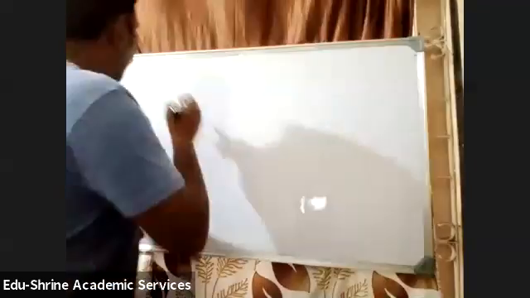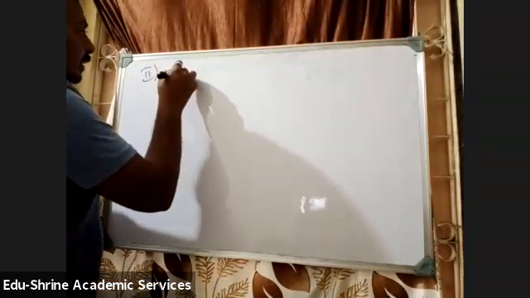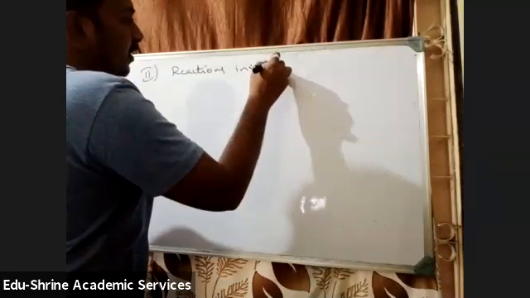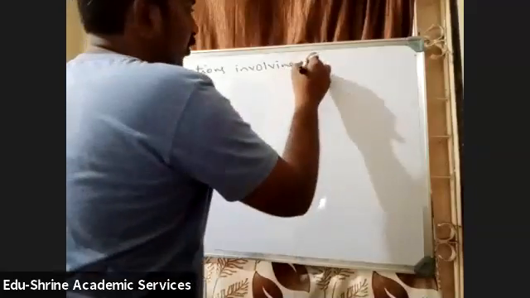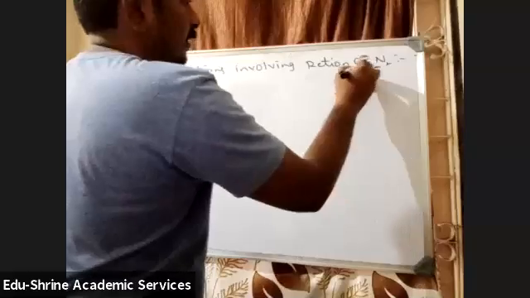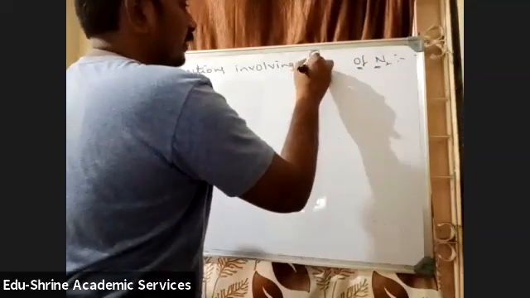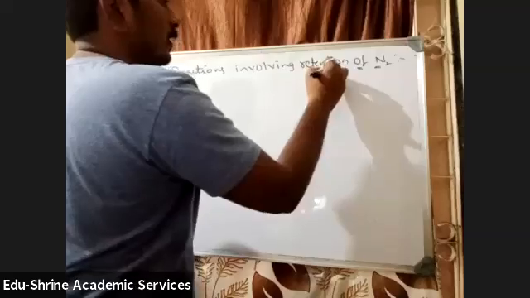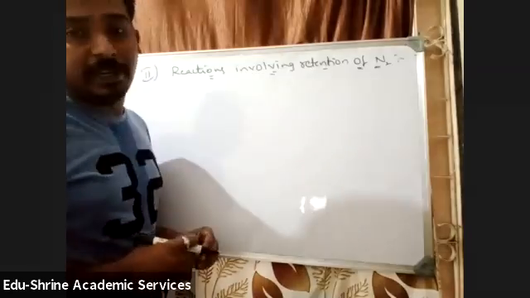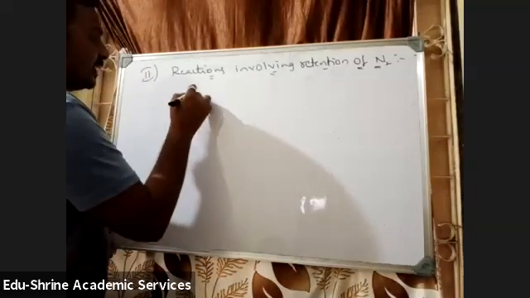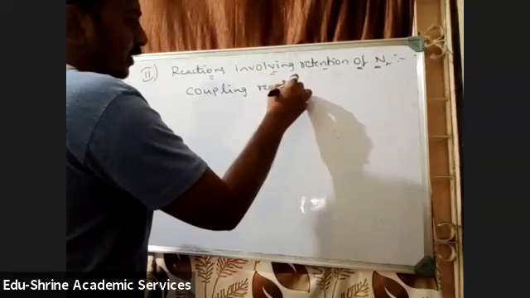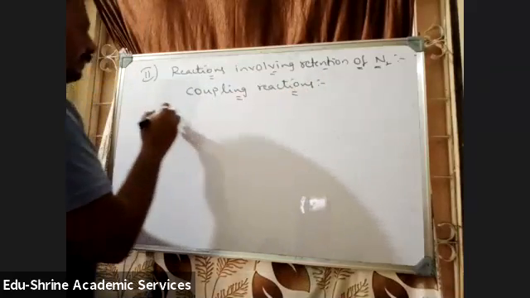Right? So second type of chemical reactions are reactions involving retention of nitrogen. This type of reactions are called coupling reactions.